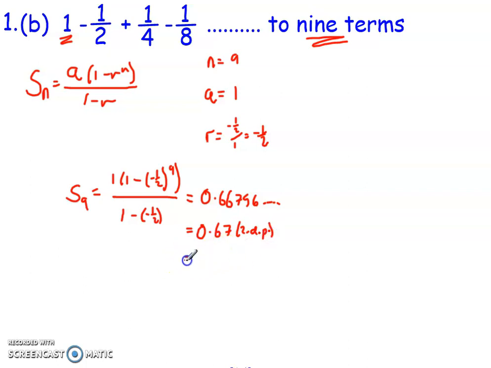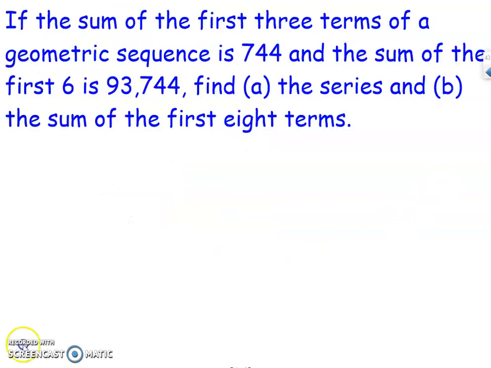You might get asked for it to 3 significant figures. If that was the case, it would be 0.668 to 3 significant figures. Just make sure you read the question as to what kind of rounding it wants, and make sure you get a bit of accuracy. Putting 0.7 in, rounded to 1 decimal place, wouldn't be good enough. You have to get a lot more accuracy at this level.